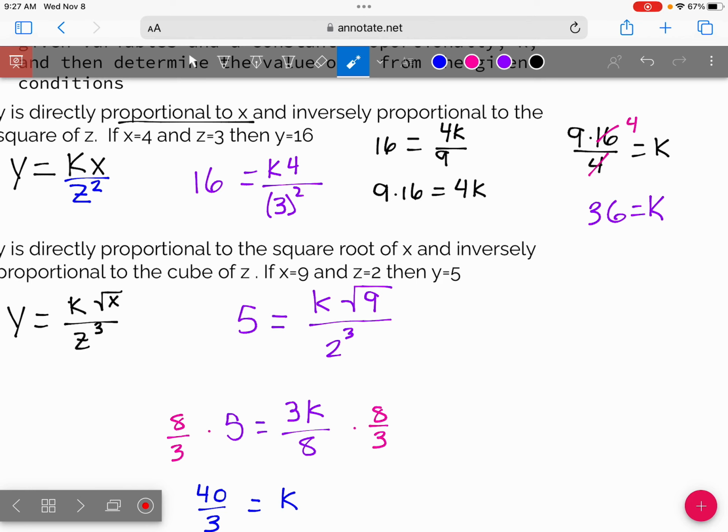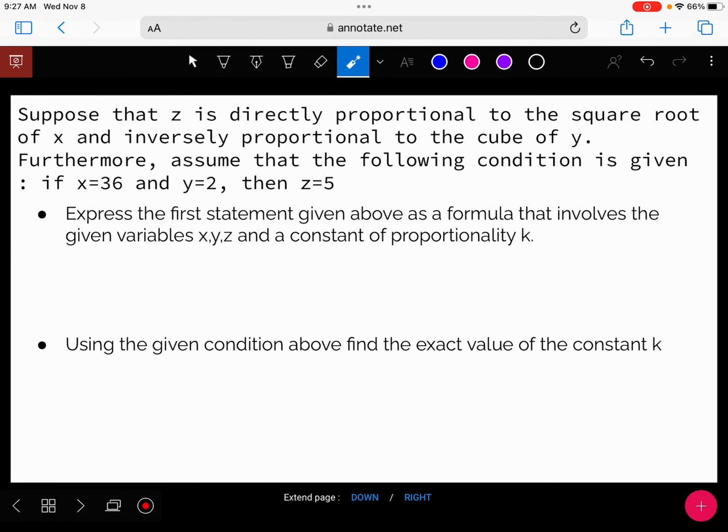Is that the last question? One more. One more. And that's the last one for the day. And then I'll pass out the review for the test. Okay? So this time it's giving it to us in a paragraph, so it's worded slightly differently, but it's the exact same dang thing.